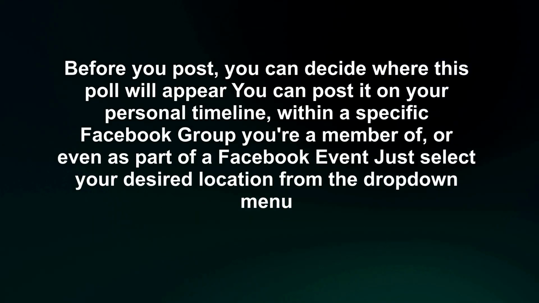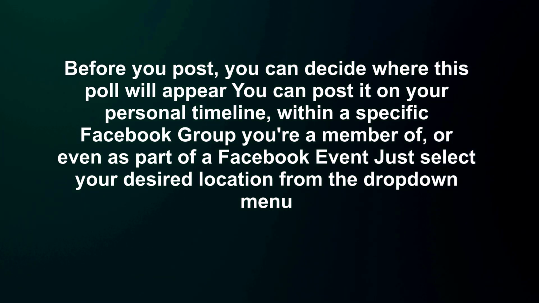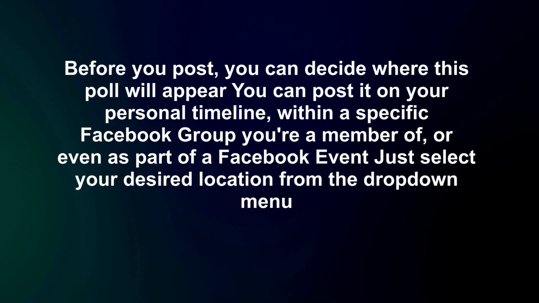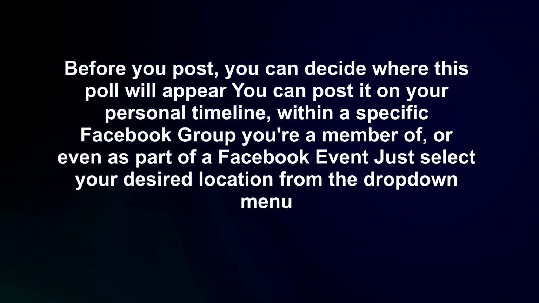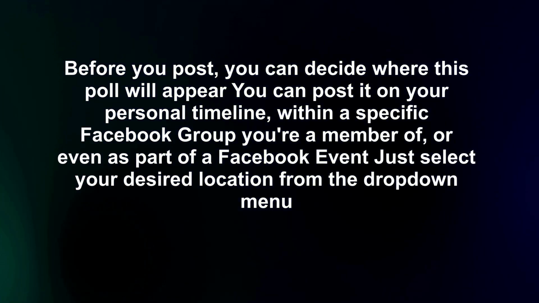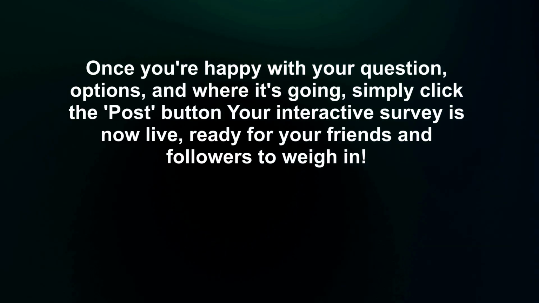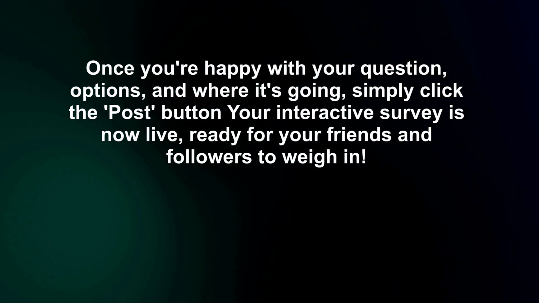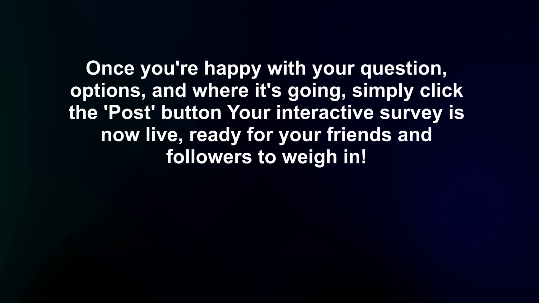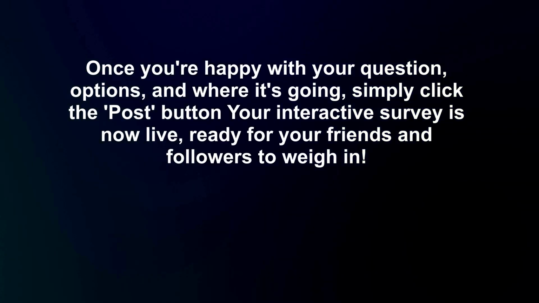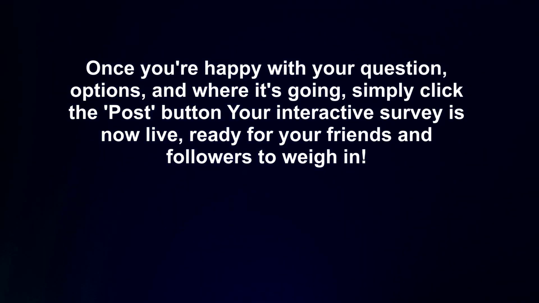Before you post, you can decide where this poll will appear. You can post it on your personal timeline, within a specific Facebook group you're a member of, or even as part of a Facebook event. Just select your desired location from the drop-down menu. Once you're happy with your question, options, and where it's going, simply click the Post button. Your interactive survey is now live, ready for your friends and followers to weigh in.